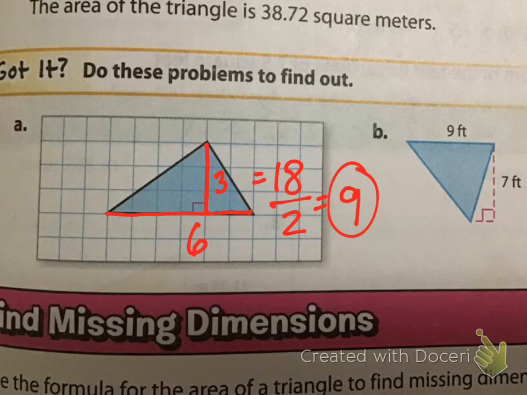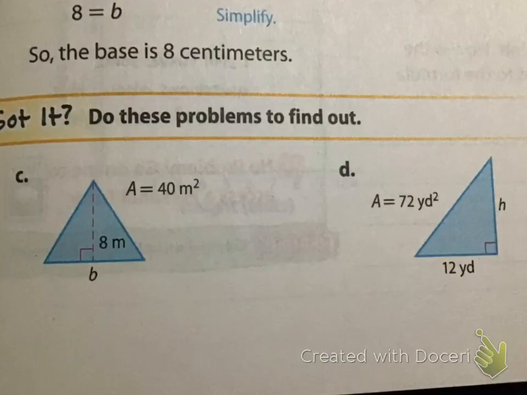Excellent. What about for B? For B, Diana, what did you get? So 9 times 7 is 63. And then I have to do my half. Yep. I got 31.5. Excellent, just like our warm-up in the morning. So we divided it in half. We got 9 times 7, but we did 1/2 of our base times our height.